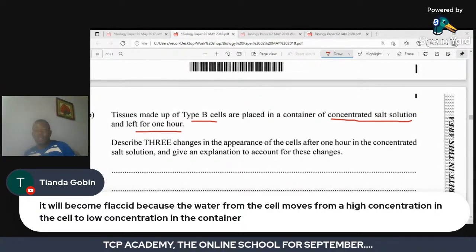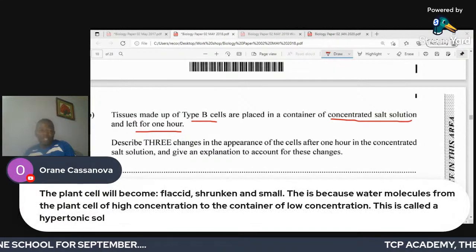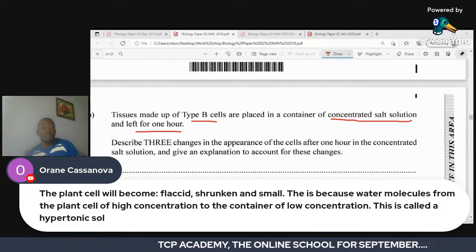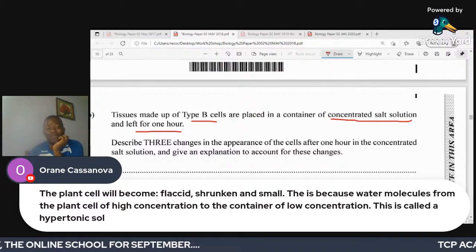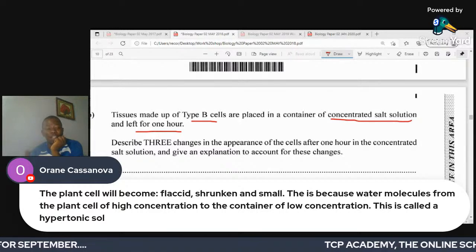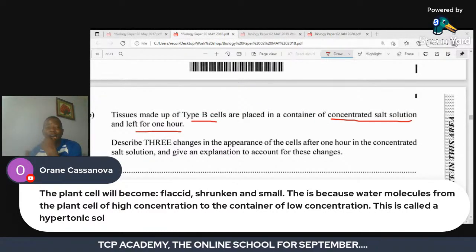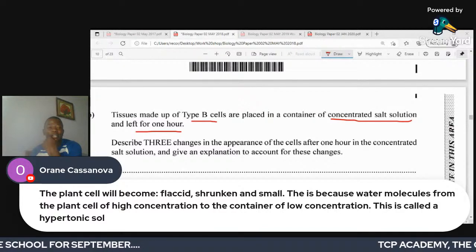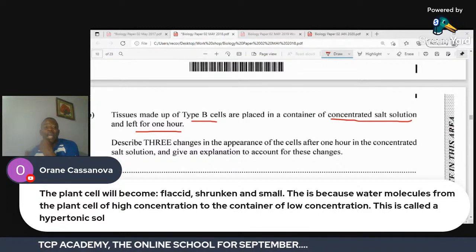All right, great. So let me see some of the answers here. I'm going to look at Casanova. I'm just picking on it because it has a lot, so I want to see what is said. All right, the plant cell will become flaccid. So 1, it becomes flaccid. Shrunken and small, so it will lose size, it will become smaller. This is because water molecules from the plant cell, which is of high concentration, move to the container at low concentration. This is called a hypertonic solution.